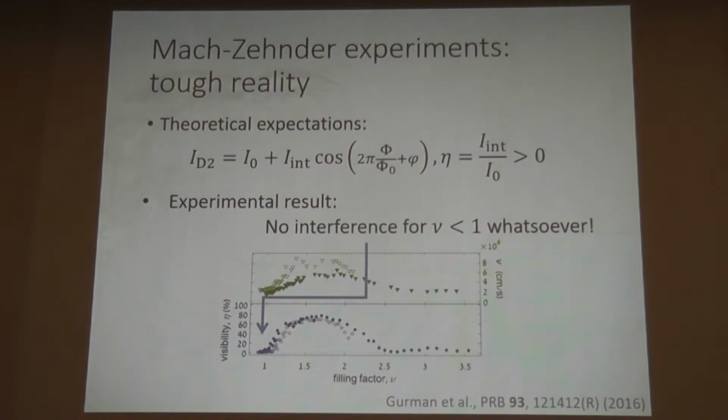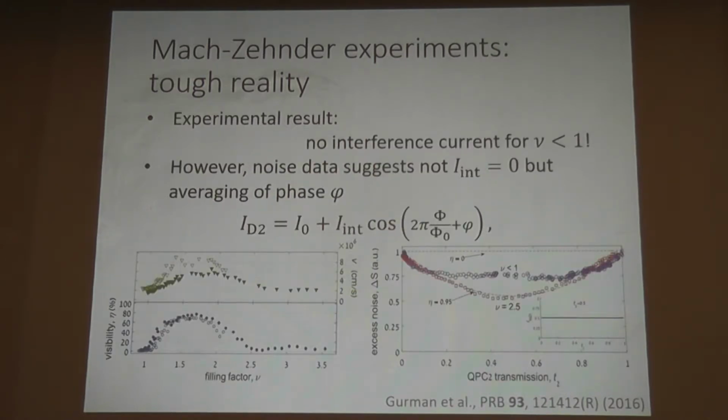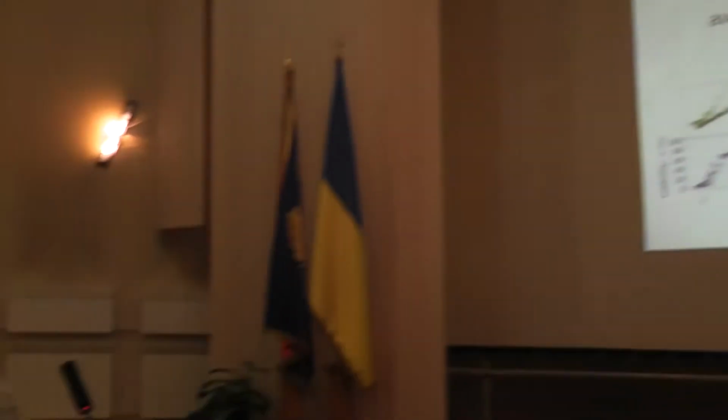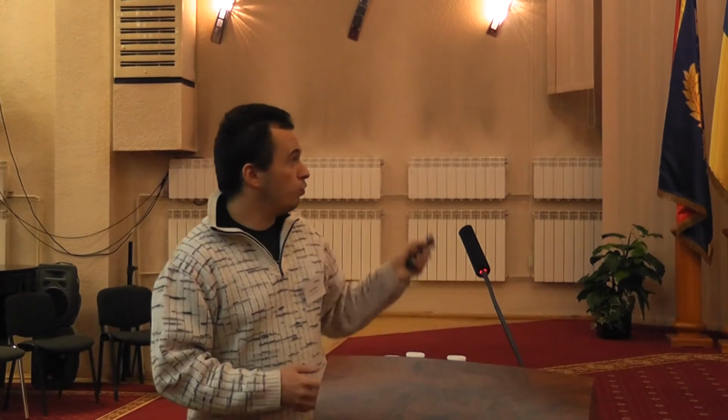Well, one can say that fine, for some reason this I int is 0 and one sees nothing. However, Heiblum's group is famous for measuring noise in such systems. And they measure noise and show that zero visibility is incompatible with the noise data, which suggests that there is some phase averaging, which means that the cosine average is 0, but in the noise and the quadratic in current expression, the contribution of the interference term is non-zero. That is something none of the theories before explained, and that's what I'm going to do.